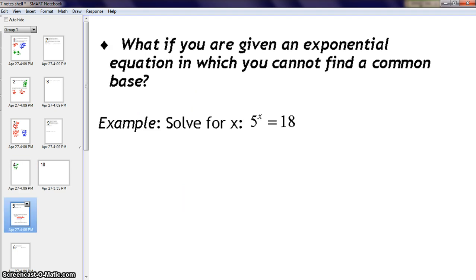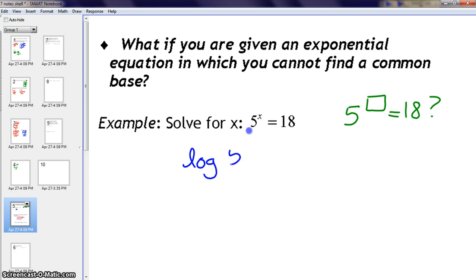Here's a second category. This is an exponential equation, but you can't really get a common base very easily because there isn't a different way to write the 5. And 5 to the something equals 18. That doesn't come out to something I know, right? 5 to the first is 5. 5 to the second is 25. There's nothing in between there to get that 18. At least not a whole number, I should say. So what we're going to do is use logs.